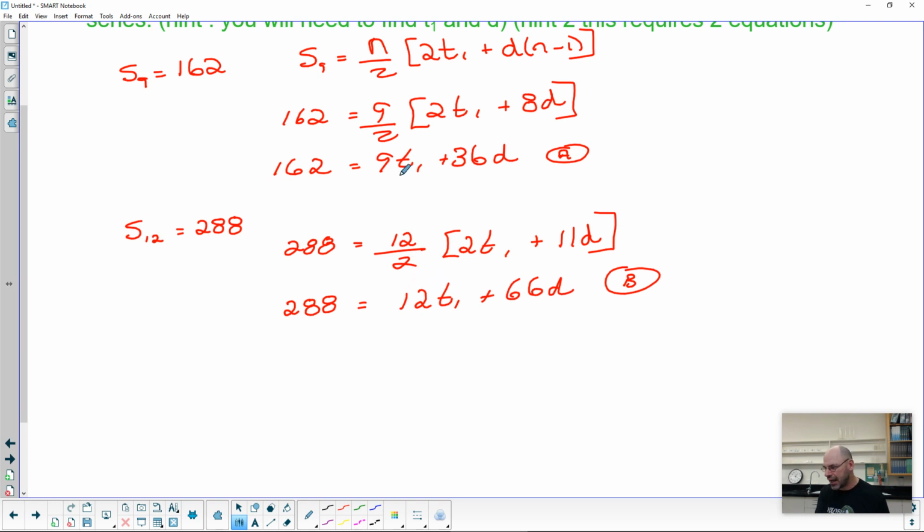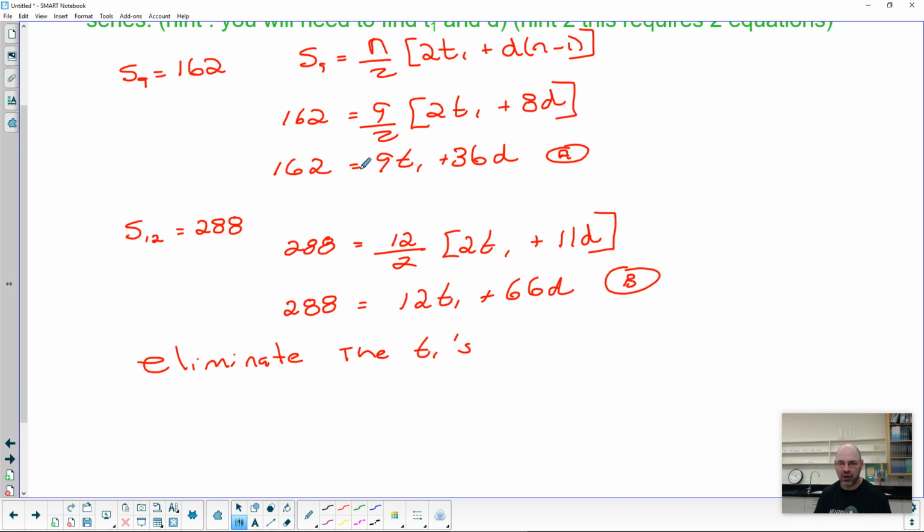Like this is a 9, right? And this is a 12. Well, how do you change it into the same equation? Well, you have to multiply them by a certain number. Or you could do the D's as well. So what we want to do now is we want to eliminate the T1.